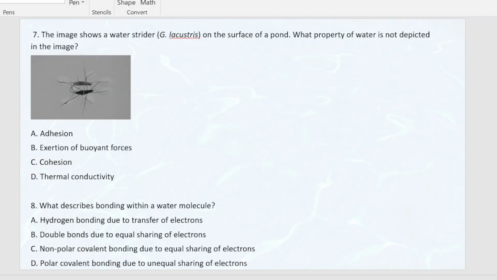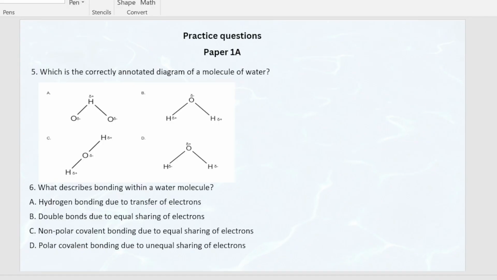So there are many questions for us to do. Another question says, which is correctly annotated in this diagram? If you remember, I showed you that oxygen is delta negative, partially negative, and the only option that shows that is option B.